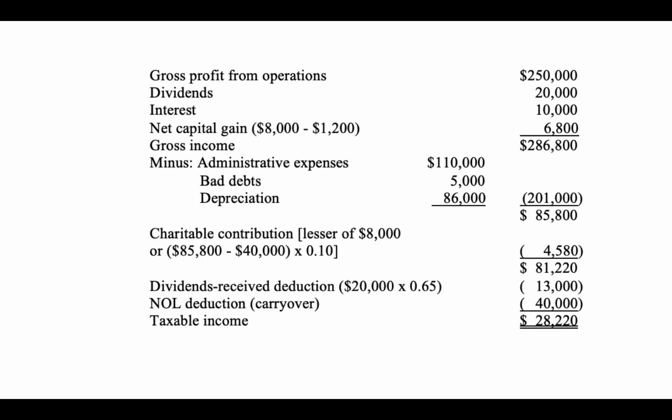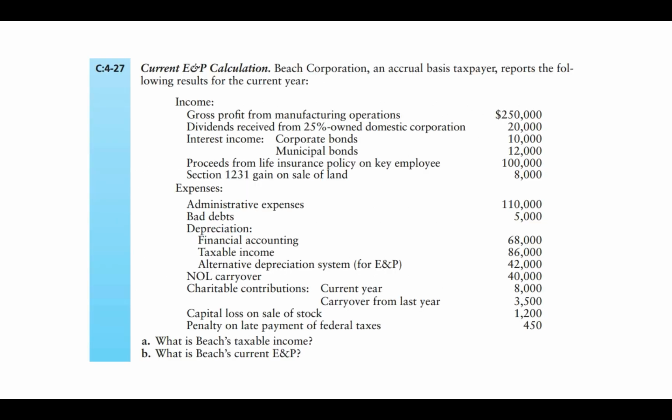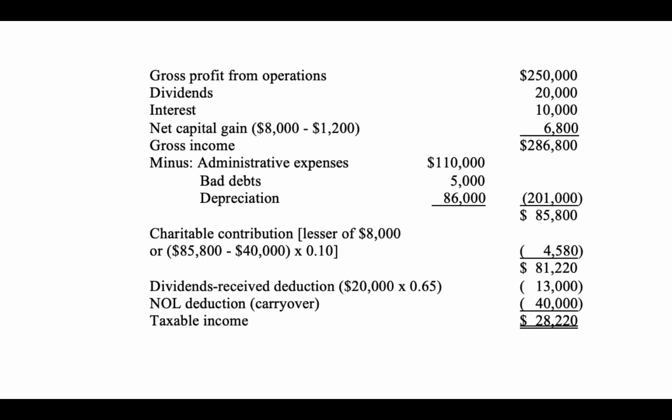All right, now we need to deal with the dividends received deduction. And the dividends received deduction depends on how much I own of that corporation. And remember, the line is 20%. So if I own less than 20%, I get to take a 50% deduction. Between 20 and 80, I get to take a 65% deduction. I own 25%, so I get to take that 65% deduction. Remember, it's the smaller of 65% of the dividend or 65% of my taxable income after charitable contributions. So when I do that math, I end up with a dividends received deduction of $13,000.